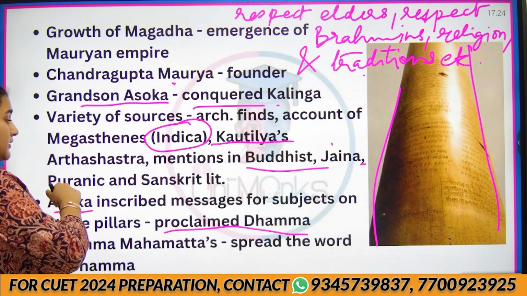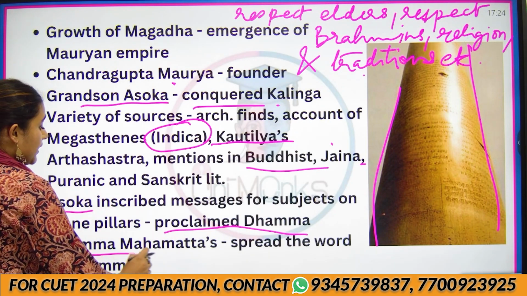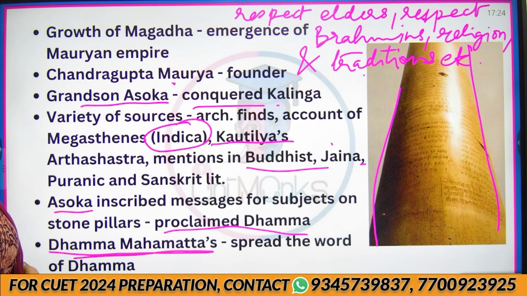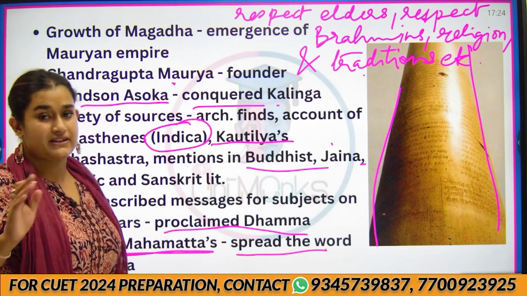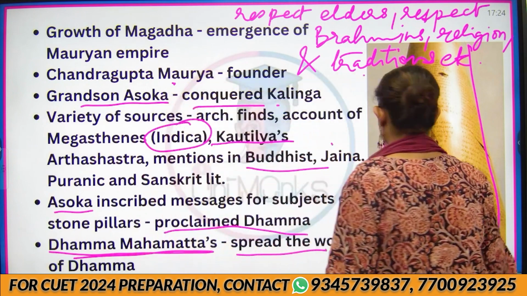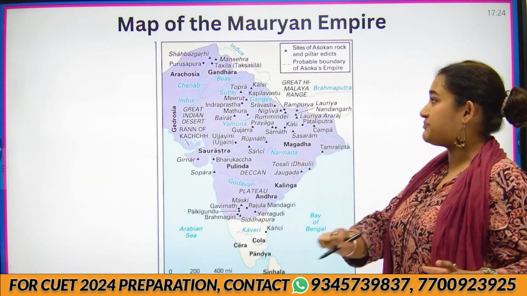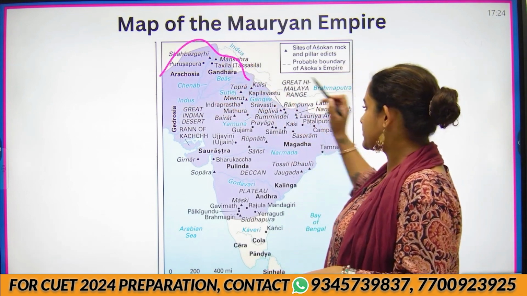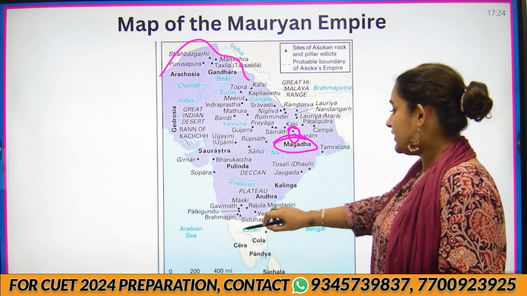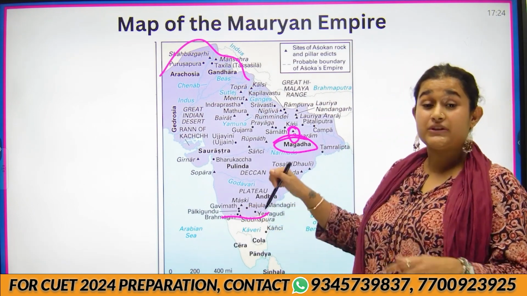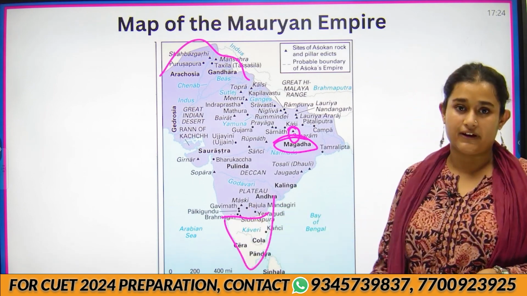Apart from inscribing messages, he also sent out people called Dhamma Mahamattas, alright, that spread the word of Dhamma across his empire. Okay? This is a map of the Mauryan Empire at its peak. See, Afghanistan, Baluchistan, here we have Magadha, okay. It comes down all the way to the Deccan Plateau. The only area they haven't conquered is the south of India. Alright?